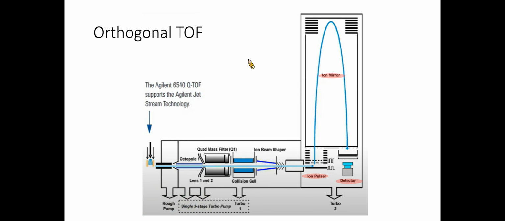This diagram shows the internal setup of the Agilent 6540 Q-TOF, having a rough pump in the ionization chamber, a single three-stage turbo pump for the quadrupole mass filter and a collision cell, and another turbo pump for the TOF analyzer. The ions passing the quadrupole mass filter will be collected and emitted by the ion pulsar, reflected by an ion mirror, and then arrive at the detector.